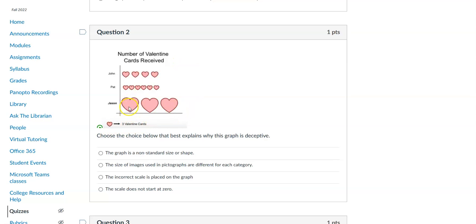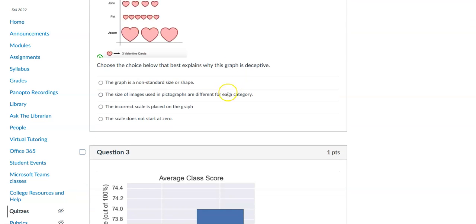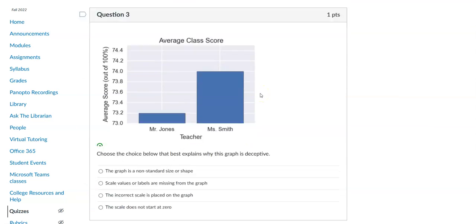For no reason, they made Jason's hearts huge, and Pat has really tiny hearts, but really Pat got more Valentines, right? It doesn't look like it. It looks like Jason really got all the Valentines. Somebody changed the scale on the pictograph so that the images are not the same for each of those, and it was intentionally deceptive.